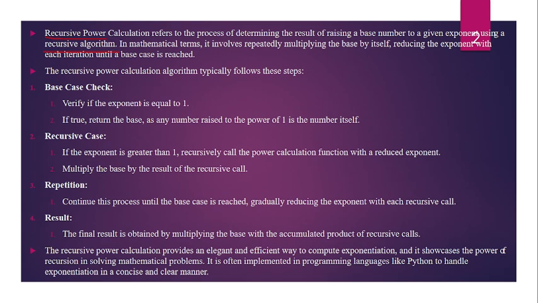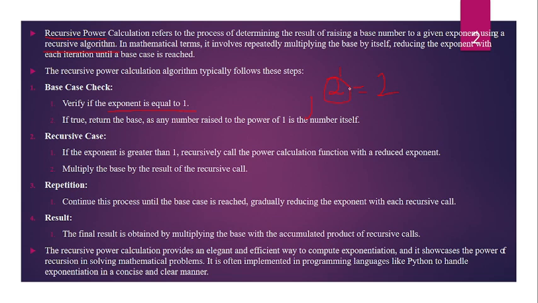The first thing you do in a recursive algorithm is check if the exponent is equal to 1. Why? Because 2 to the power 1 is nothing but 2 itself. So it is very important to check if the exponent value is equal to 1 or not. If it is true, then return the base. What is your base? 2 is your base, so this is your answer.